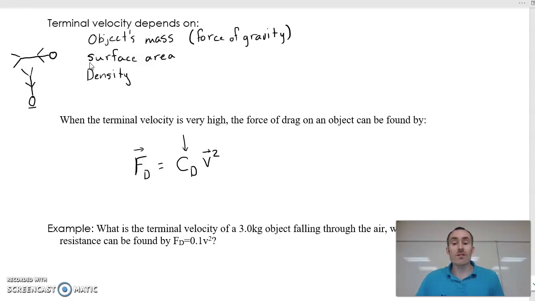This is only when terminal velocity is very high. So when terminal velocity is quite low, let's say if you drop a balloon, it does not speed up very much. This formula doesn't work very well for that. Okay, so we're only talking about when you're falling at a very high speed. Skydiving is a great example, dropping something off a building, that type of thing. Let's do an example here.